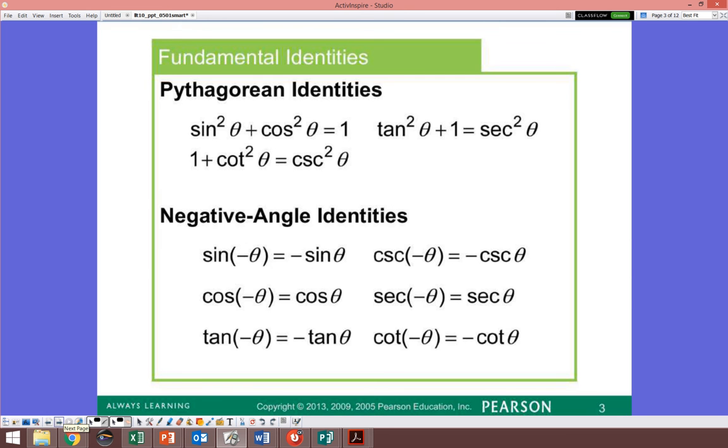Now, the Pythagorean identity is x squared plus y squared is equal to 1. Or x squared plus y squared is equal to r squared, right? From my unit circle, my radius is 1.